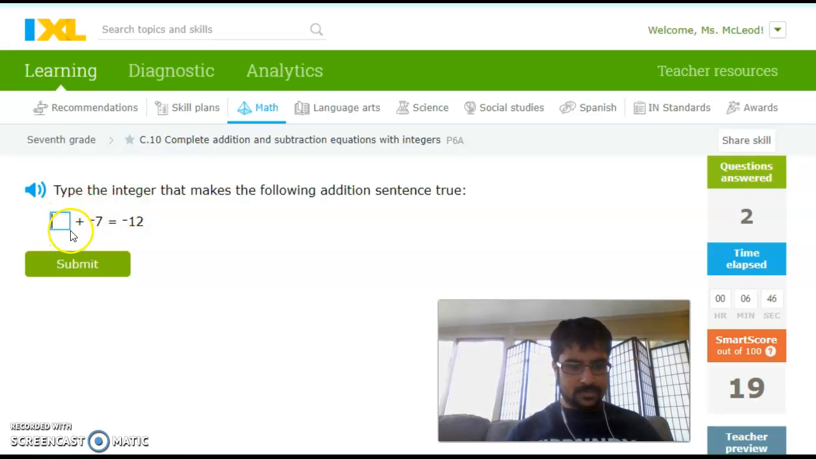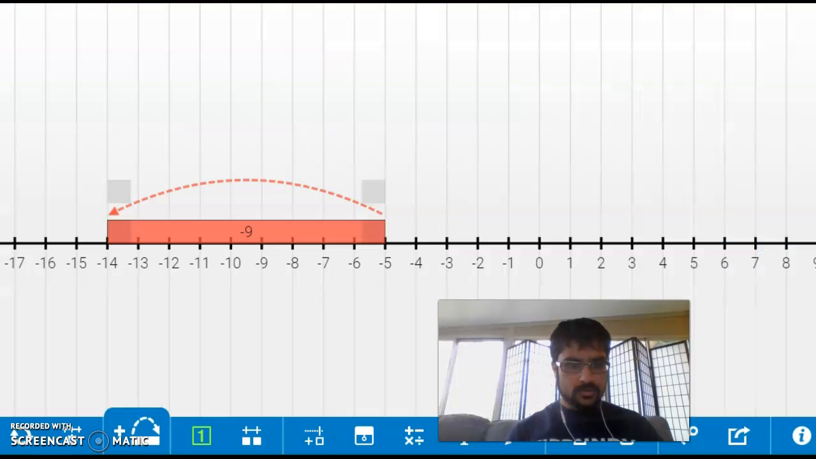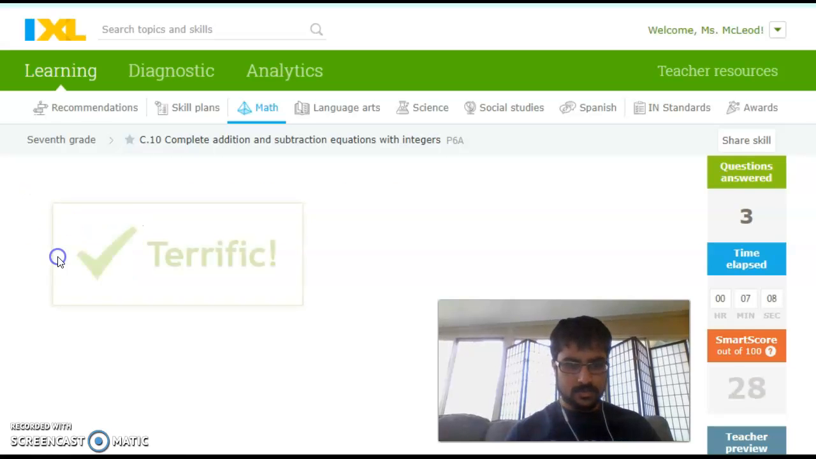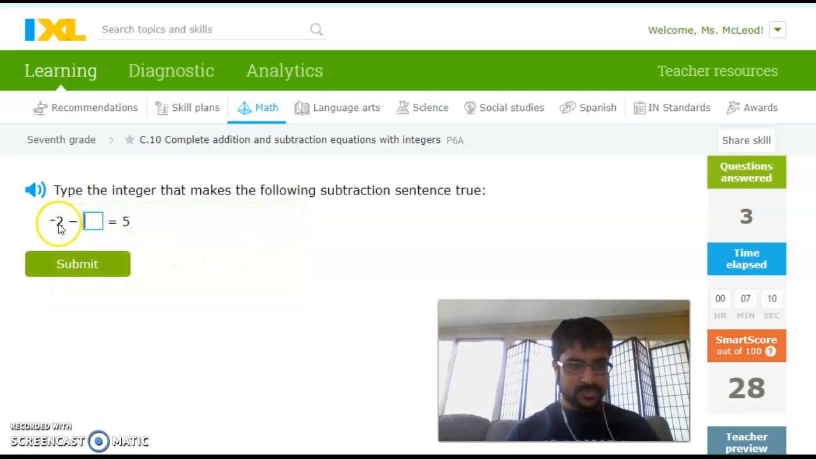All right, I need a number that if I add a -7, that's moving to the left, then I get to a -12. Okay, so if I'm going -7, I end up at -12. It looks like I would be starting with a -5, adding -7 to get to -12. So let's try -5. Oh yeah.